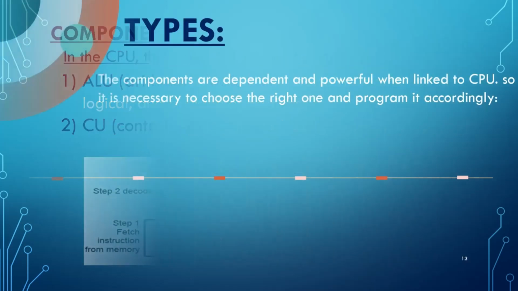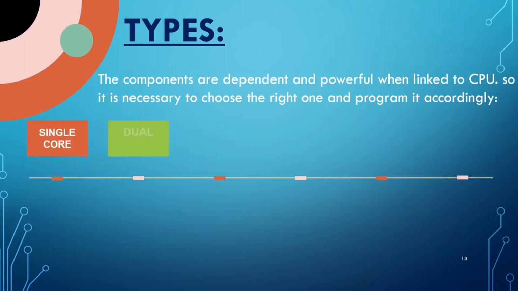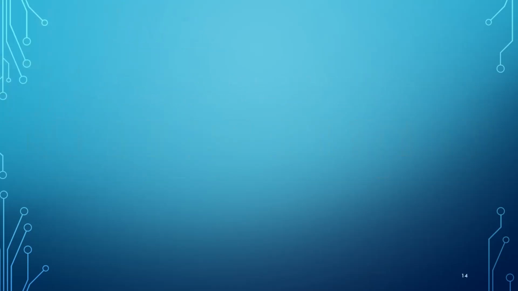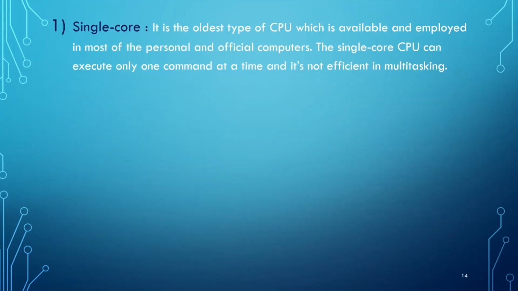Then we're going to talk about the types of the CPU. These components are dependent and powerful when linked to CPU, so it's necessary to choose the right one and program it. In this next slide, we're going to talk about each type of these cores separately. First, we have the single core.